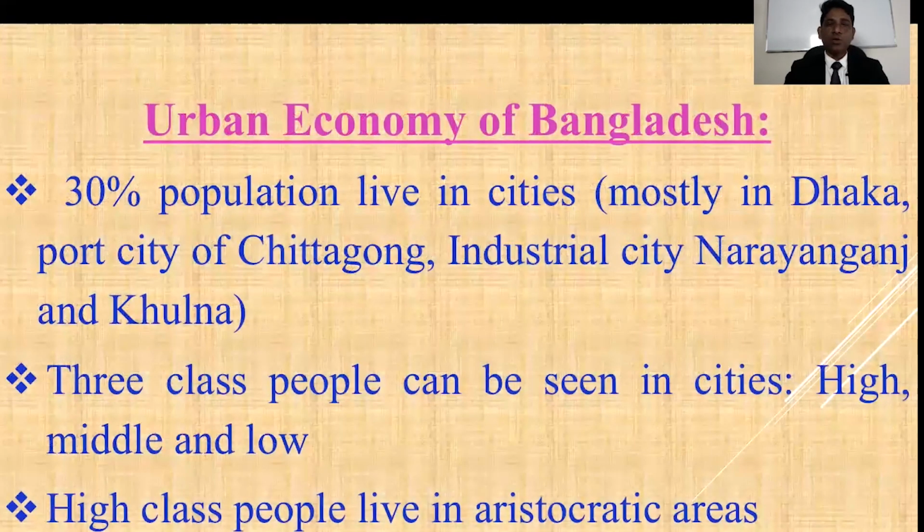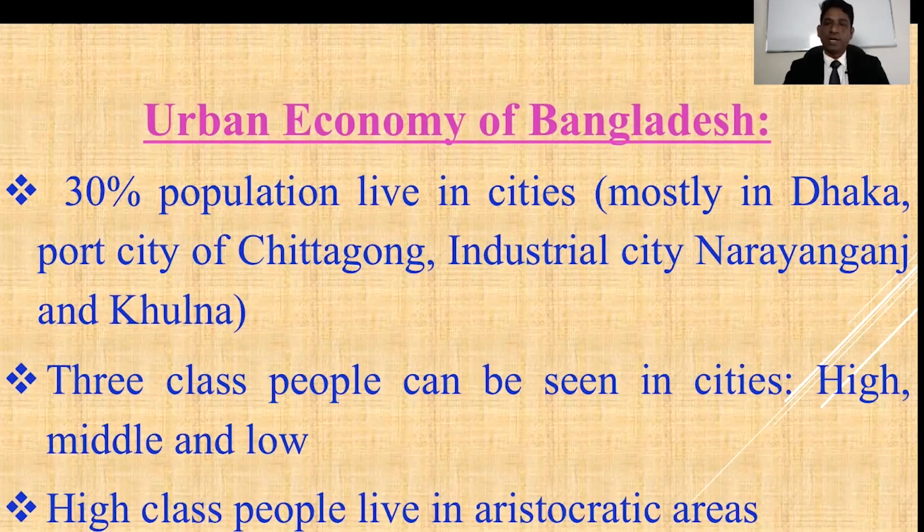Now, urban economy of Bangladesh. Urban means city area, right? Town area. So the first point you can see, 30% of the population live in cities, mostly in Dhaka. And the port city of Chattogram, industrial city Narayanganj and Khulna.